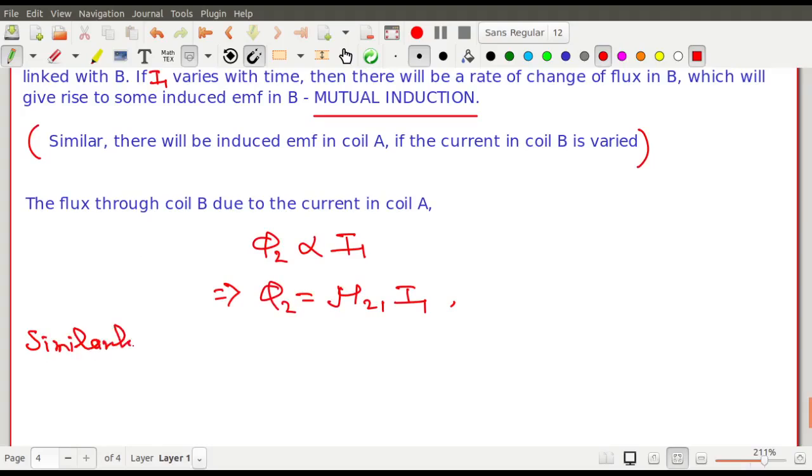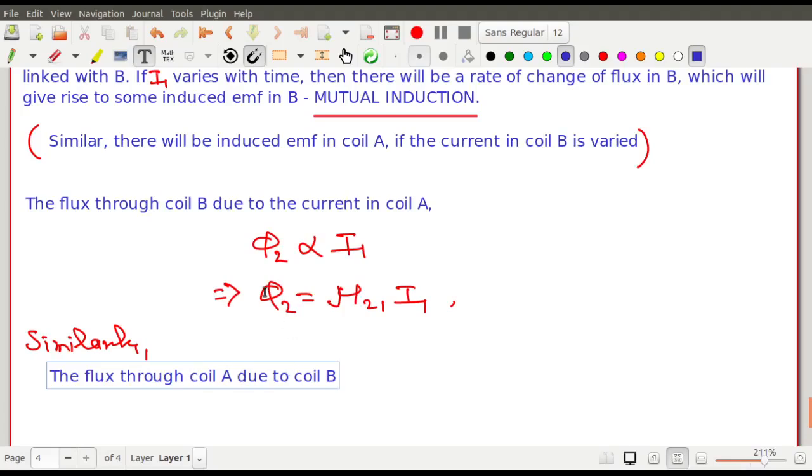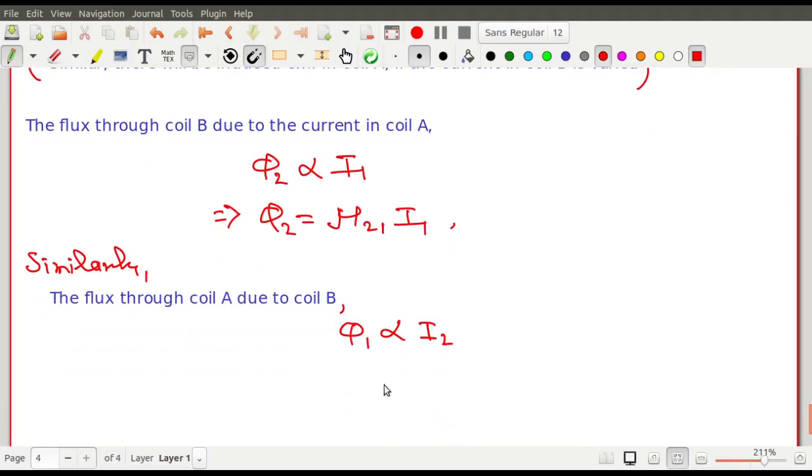Similarly, the flux through coil A due to coil B, what will that be? The flux through coil A due to coil B will be phi 1, the first coil, proportional to I2, the current on the second coil. That will be phi 1 equals M12, effect on 1 due to 2, that is M12 I2.